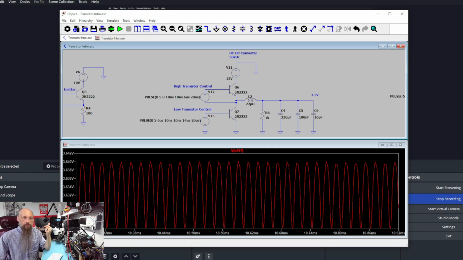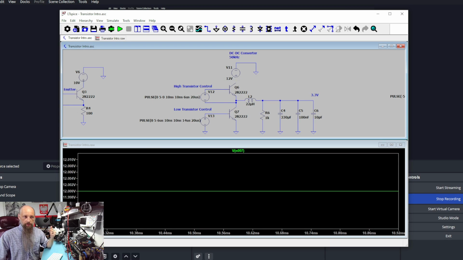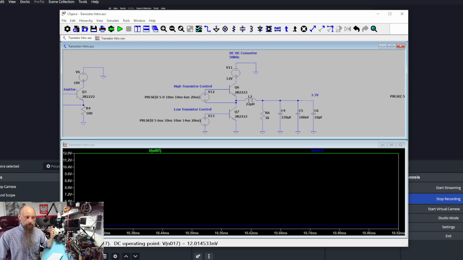I marked it as 3.3 because I used 2 voltage sources. I didn't want to play around with it too much. But this is roughly what the typical 3.3 DC to DC converter will look like. And as you can see, we're using 12 volts as our input, and our output is roughly 3.3 volts. On this scale, you can barely see that it's not a perfect 3.3.